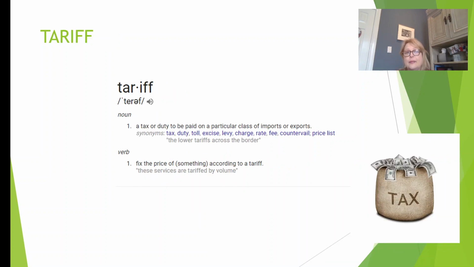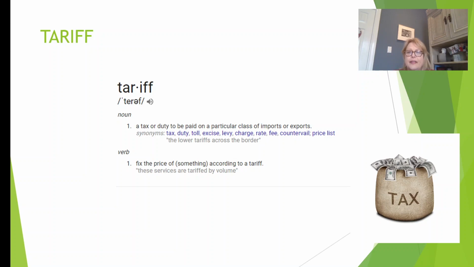Okay, this word is a big deal. If you type or write anything for me for this class and you spell this wrong, I'm going to count it off. I'm going to pretend like you wrote the wrong word. Tariff is 2 F's and 1 R. It is not 2 R's and 1 F. So a tariff is a tax.